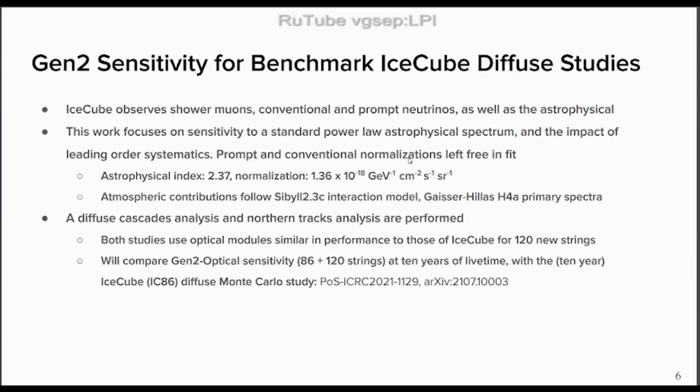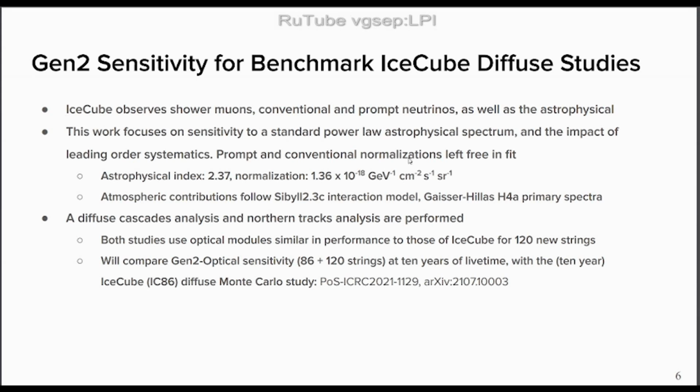Okay, I'll talk about the 2 types of studies that I've performed now. In general, IceCube observes muon background as well as conventional and prompt neutrinos, which are produced in air showers, in addition to the actual signal, which is astrophysical neutrinos. This work focuses on a simple diffuse study looking at first order systematic effects on the measurement of a power law astrophysical diffuse spectrum.